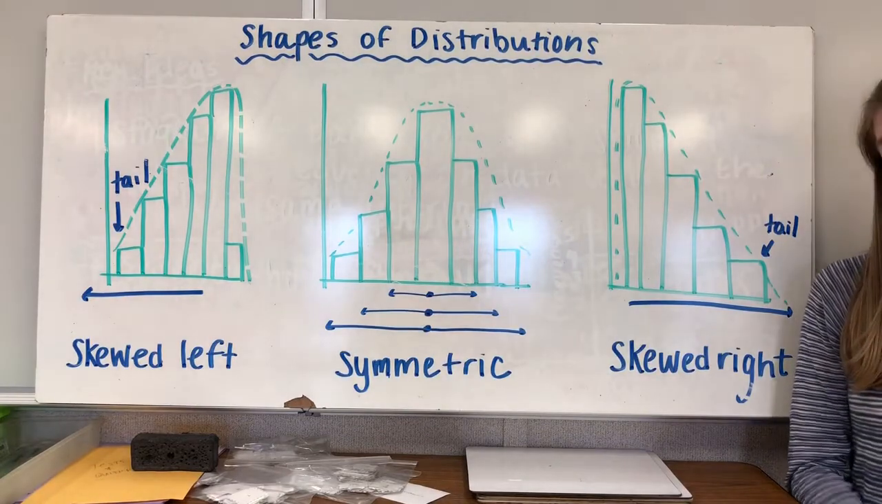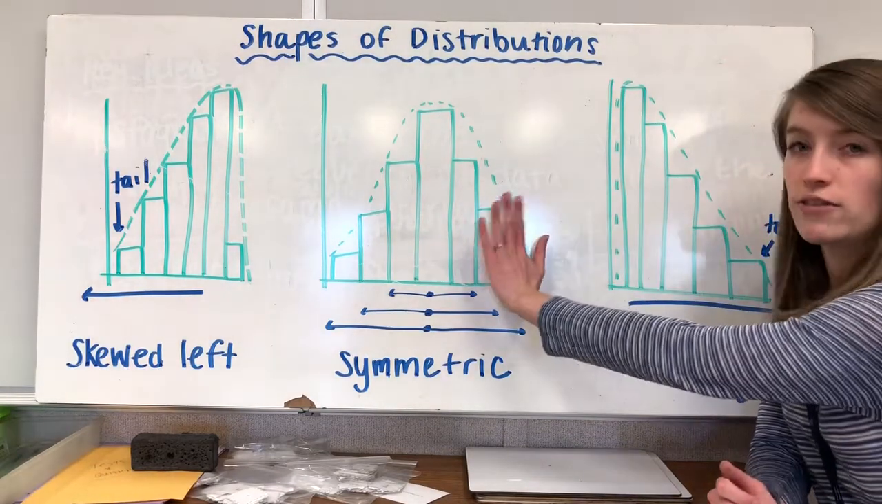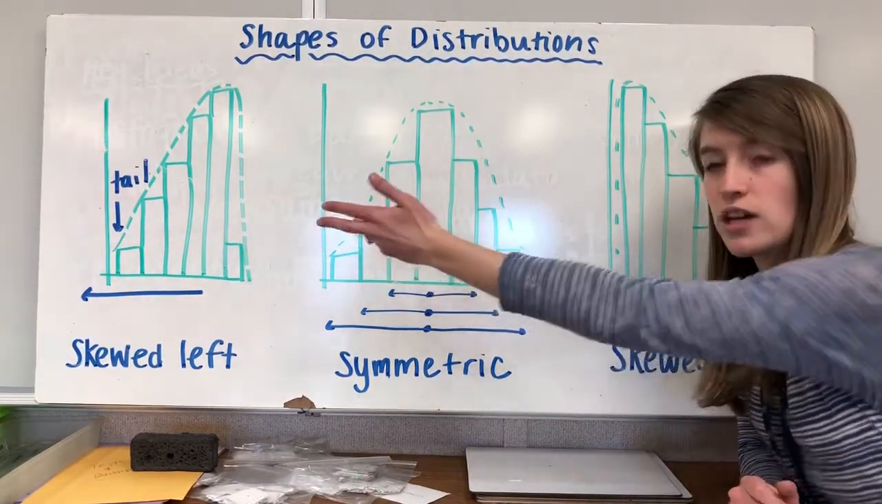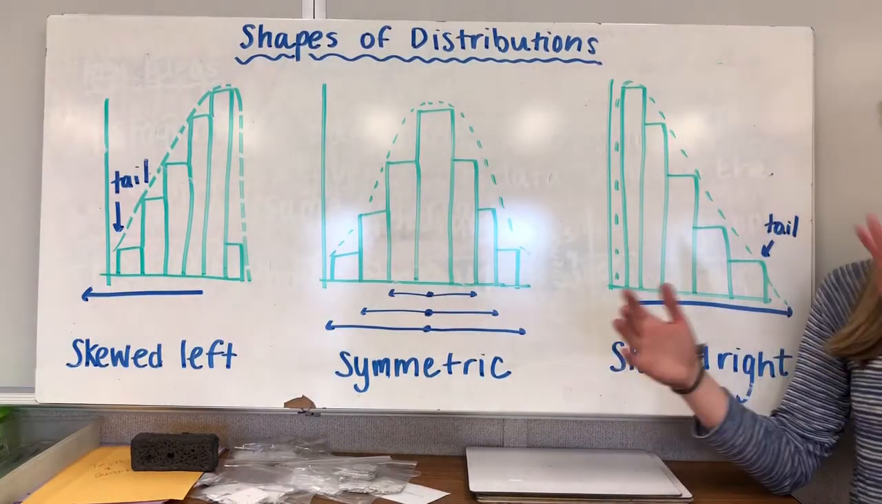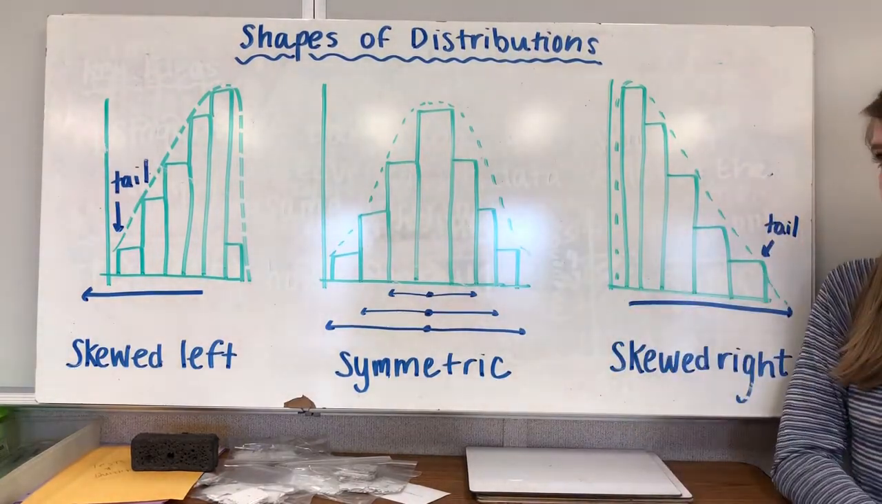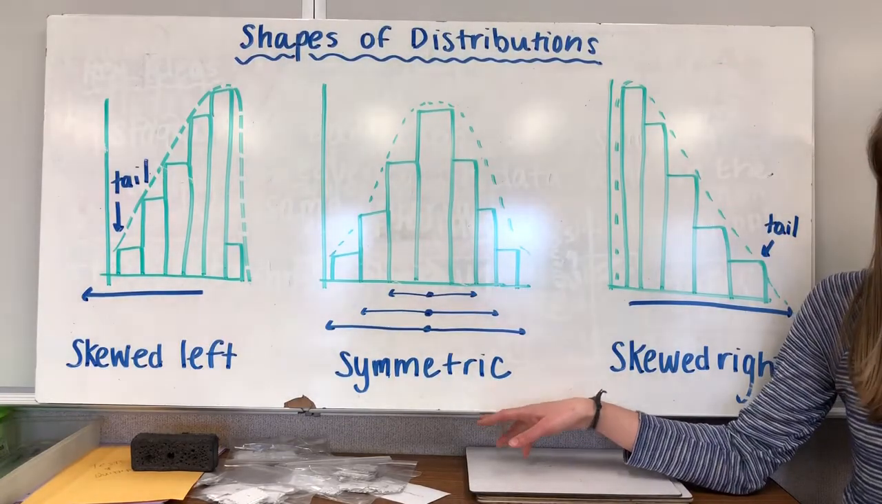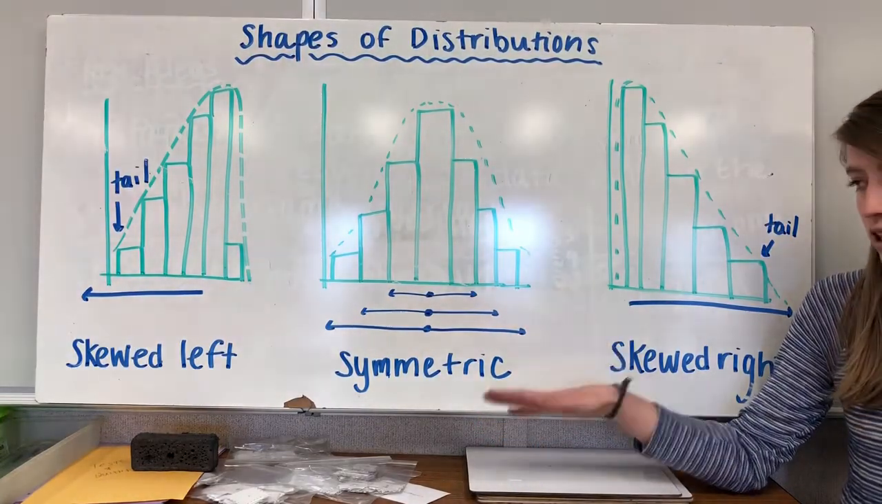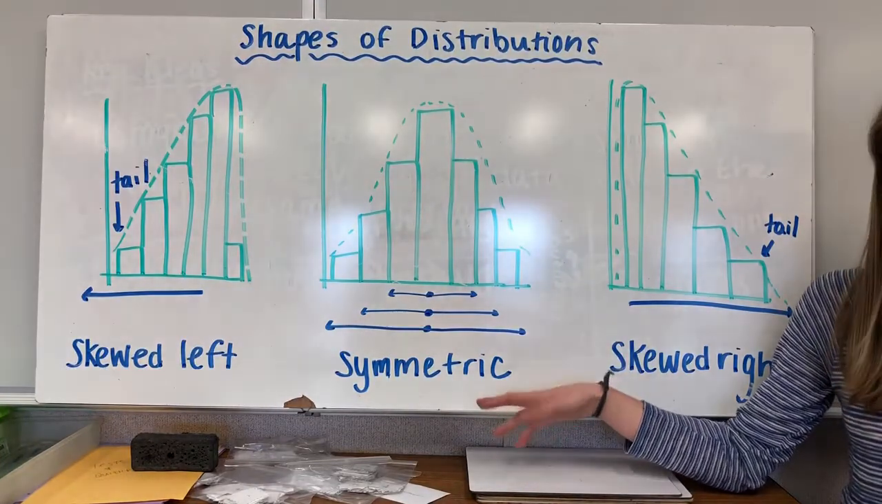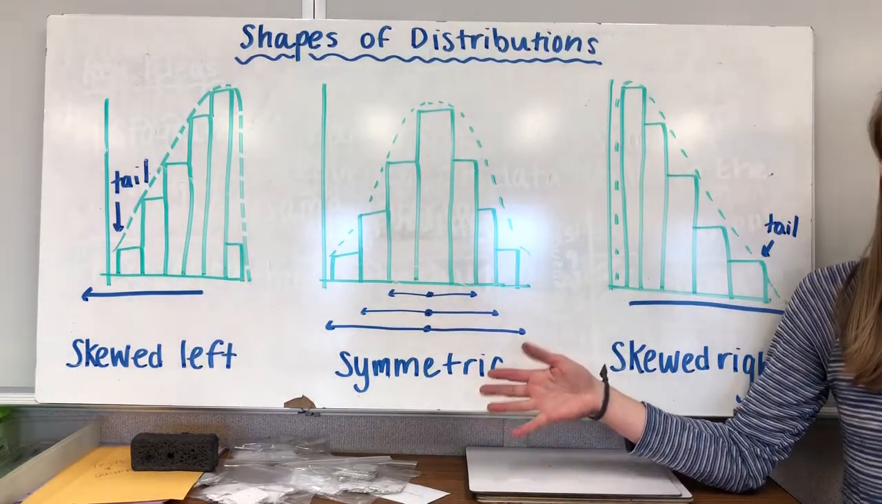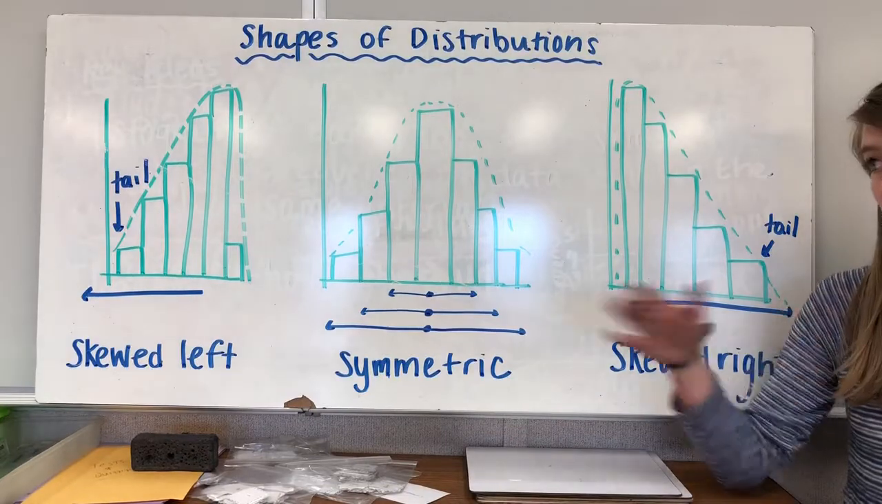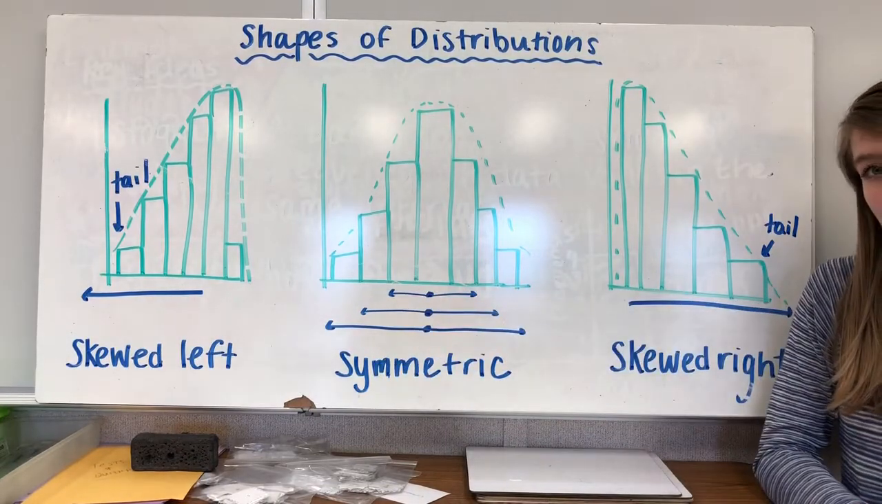We can also think about it in terms of folding. If I took everything on this side and folded it to the other side, whatever's on one side is also on the other side. Now, sometimes things aren't perfectly symmetrical, but they're almost symmetrical. If they're almost symmetrical, we call it roughly symmetric. Now, if it's clear that it's really not symmetric, we have another option: skewed left.